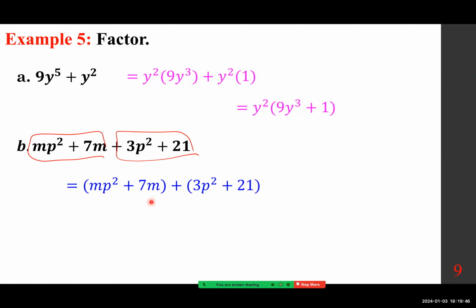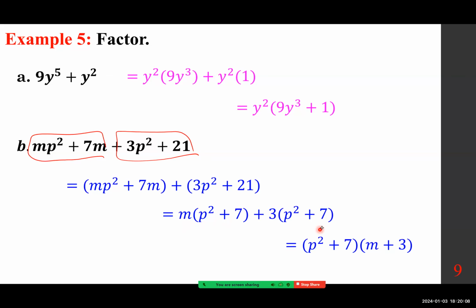So if we put these two together, we can take out the m, which gives us p squared plus 7. And for this one, we can take out the 3, and it gives us the same p squared plus 7. Because they are the same, then we are in good shape. So you write p squared plus 7, and whatever is left. From here, m is left, from here plus 3, and you're done. So this was factored by grouping.